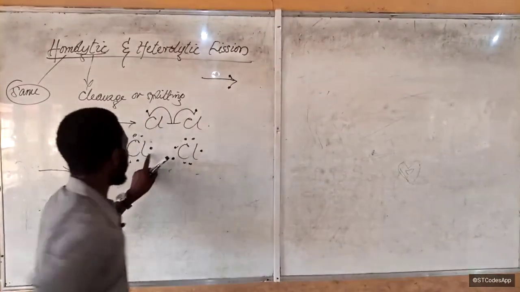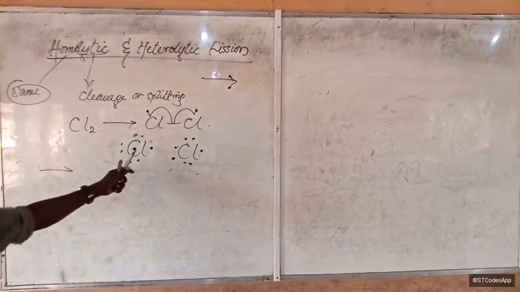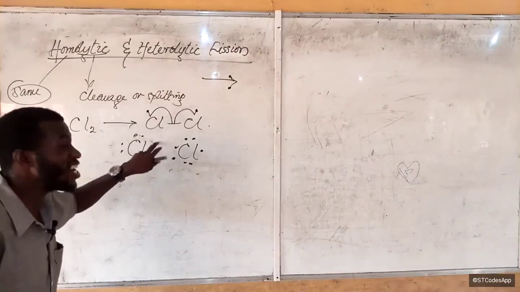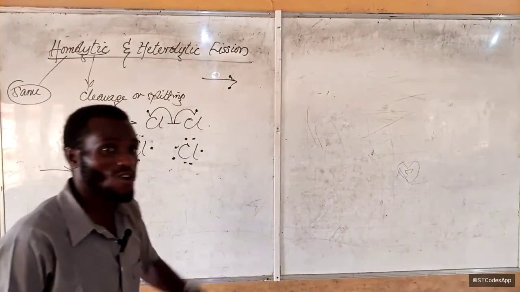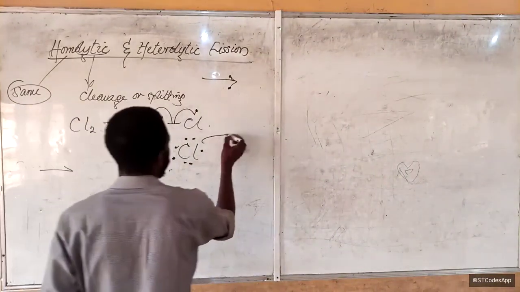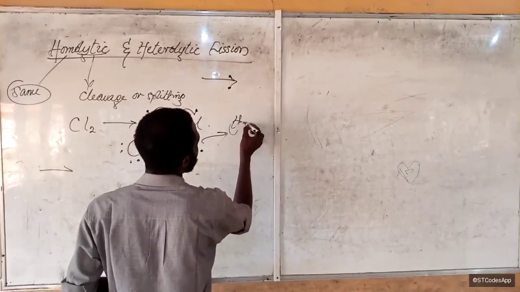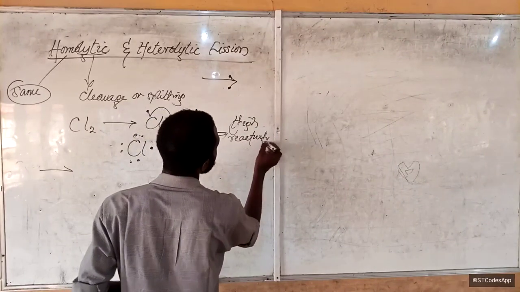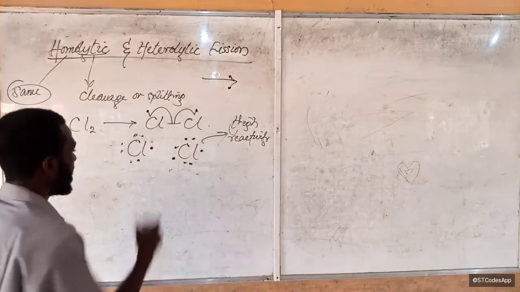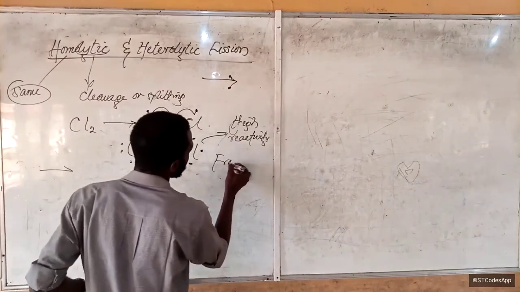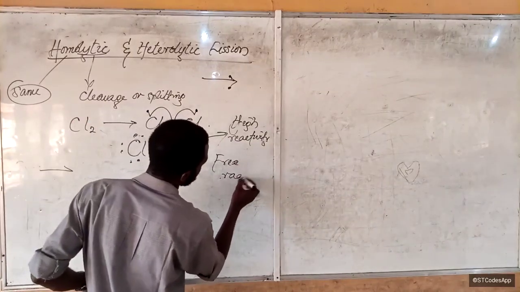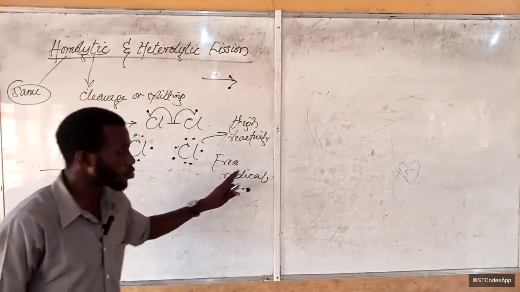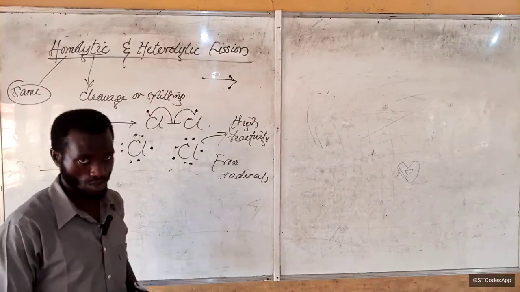Now, what does this mean? This is the chlorine radical, Cl, that is very reactive. Why? Because it has a lone electron. This is not even a lone pair. Now, lone electrons are very reactive. They have very high reactivity because they are very unstable. Hence, they are called what? Free radicals. So, homolytic fission is common with what? Free radical reactions.